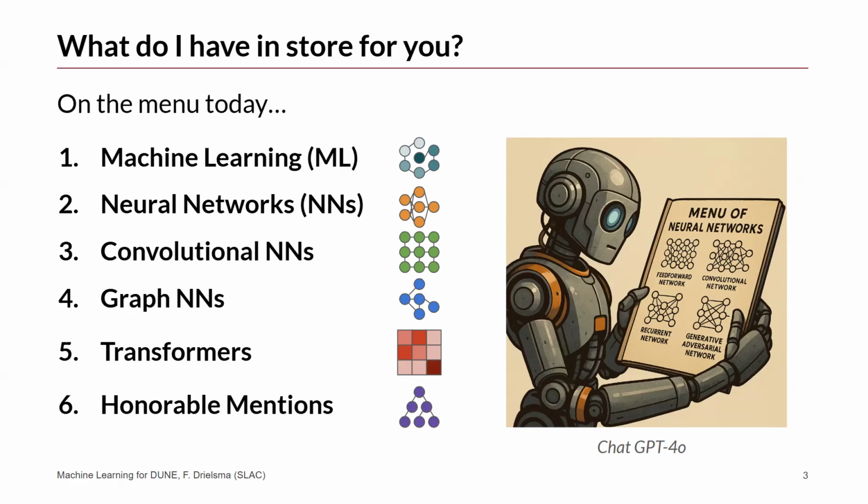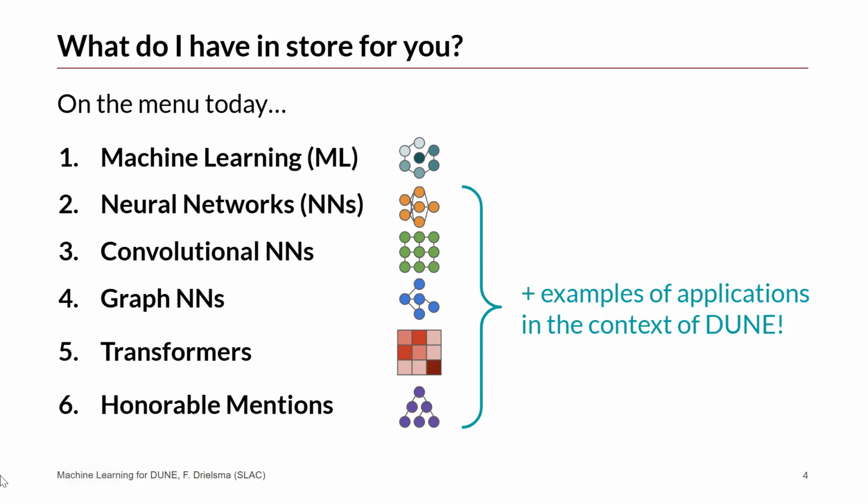And then finally, I will mention things that are not neural networks, but are still technically machine learning and in use in DUNE. But it will be kind of a secondary focus for me. And of course, for each of these things, starting from neural networks all the way down to trees, we'll talk about examples of application in the context of DUNE.